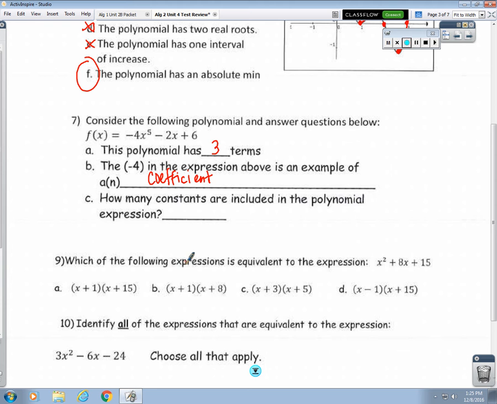How many constants are included in the polynomial expression? 1. There's only one constant and it's 6. But they don't want you to type 6. They want you to type 1 because there's just one constant. They said how many, not what it is.